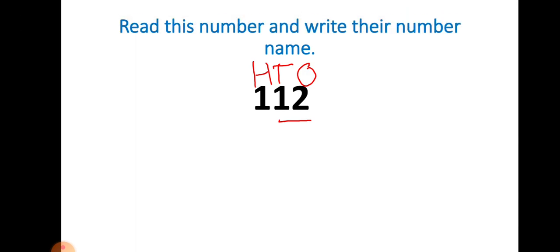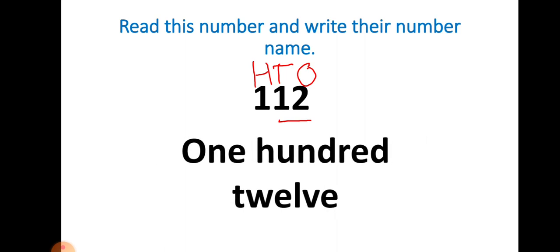Now how to write in spelling? 112. ONE 1, HUNDRED 100, TWELVE 12. 112.